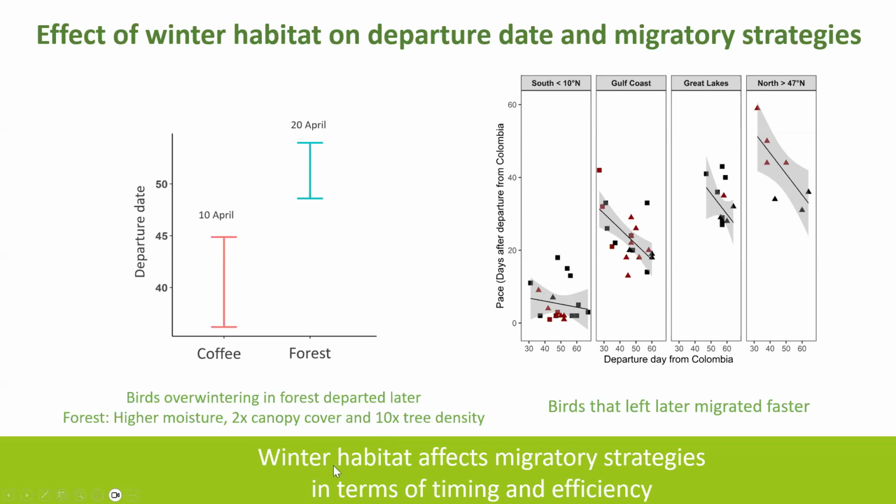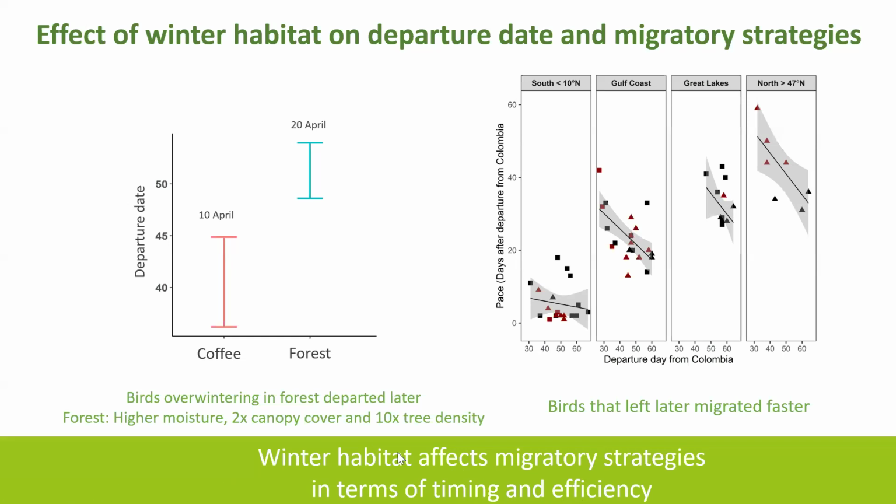So with this, we were able to prove that the wintering habitat, both the forest and the shade coffee plantation, affect migration strategies of birds in terms of the time of migration, phenology, and also the efficiency. And we found that birds that leave later leave a habitat that has a better quality, and they arrive almost at the same time as birds that left earlier.